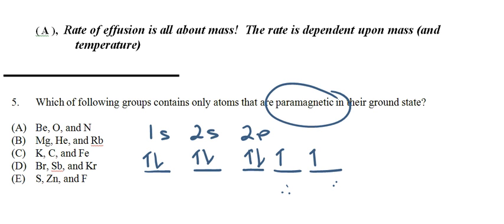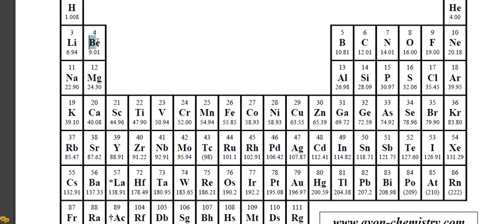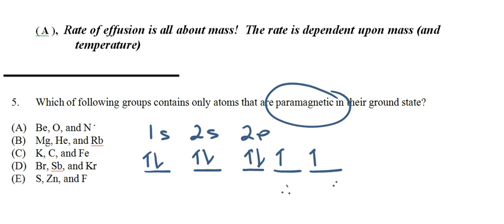So we've got beryllium, oxygen, and the group's only atoms that are paramagnetic. Well, I know beryllium is in group right here, number 4. So that one's definitely out. So A is out. Magnesium is also in group 2, so that one's out. Potassium looks good. Yeah, here we go. C. C's the best answer. Now, just real quickly, yeah, krypton and zinc. Good. So C, letter C.